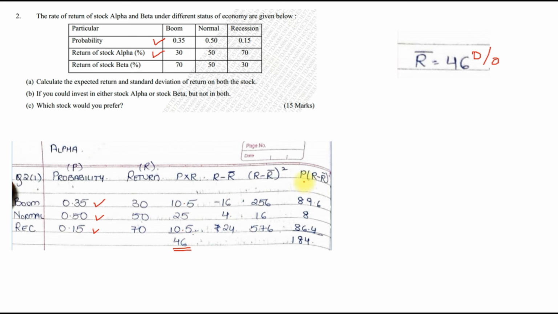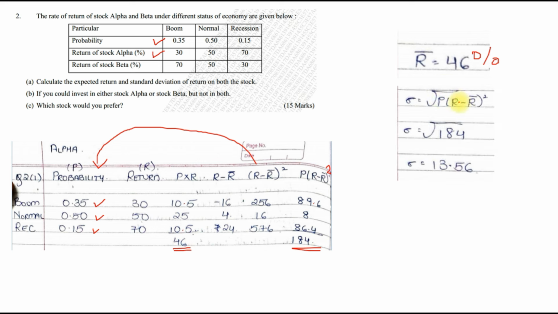Last, P into R minus R bar the whole square. The value we just got, multiply that with the probability. So we get 89.6, 8 and 86.4. The total comes to 184. This is nothing but the variance. Now the standard deviation is the root of variance, that is the root of 184, which comes to 13.56. So this is how we found the expected return, 46%, and standard deviation 13.56 of alpha limited.